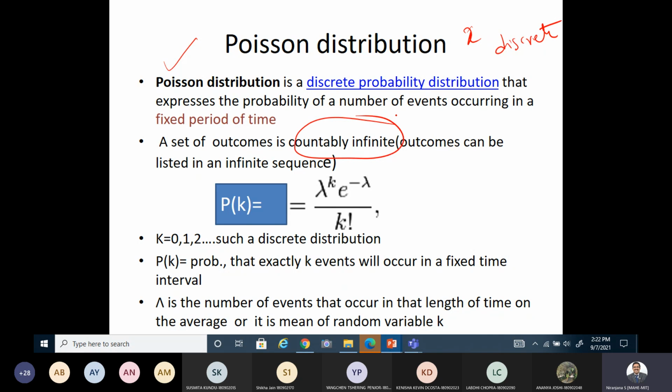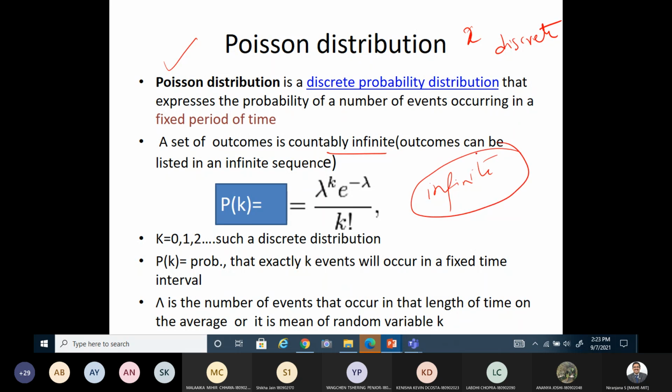Have you heard about this term, countably infinite? Yes, sir. What do you mean by countably infinite? You have all heard about infinite, very well, right? Infinite boundary means the boundary is not fixed, which is very clear, that it may vary, it may fluctuate, it may not be fixed.